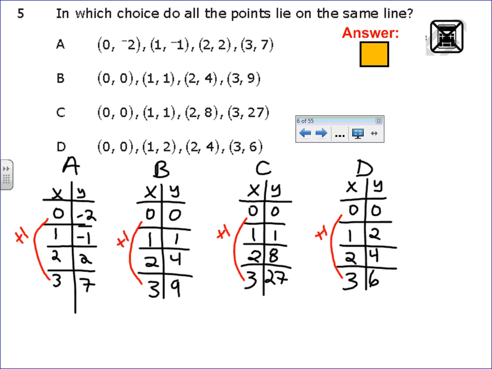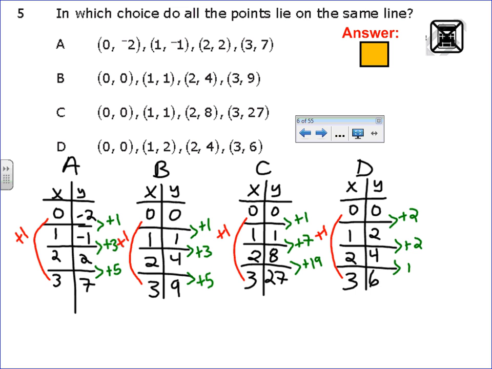On this side, it's a little bit different. From -2 to -1, I said +1. Here, I went +3. And from 2 to 7, I said +5. For B, I said +1, 1 to 4 was +3, and from 4 to 9 was +5. So notice A and B were identical as far as the growth. Here I went +1, +7, and +19. The last one is +2, +2, +2.